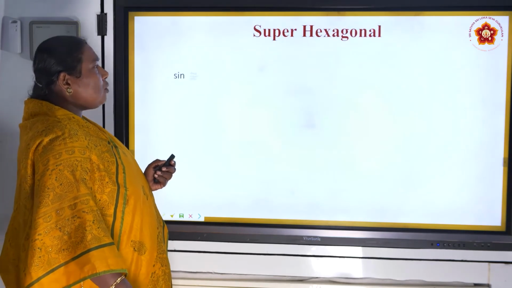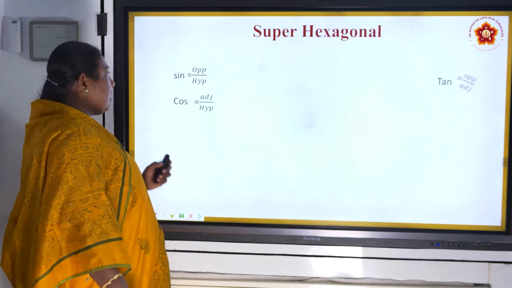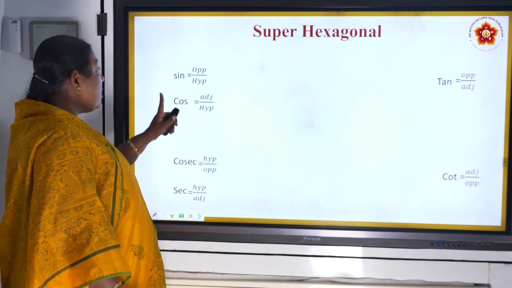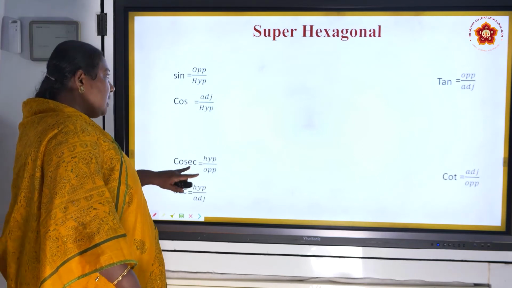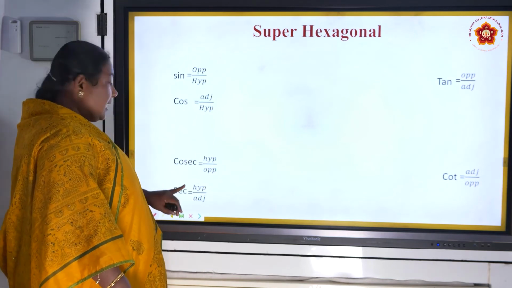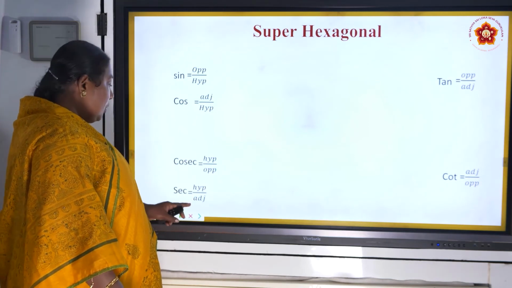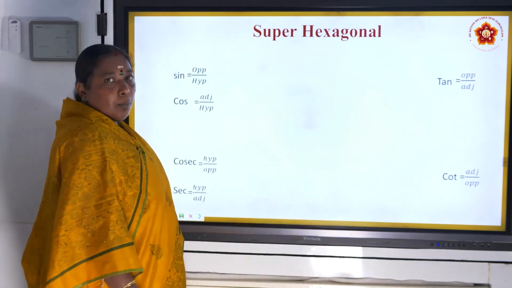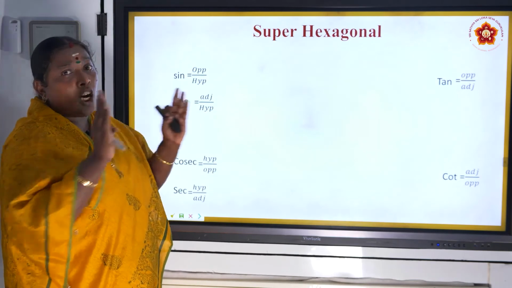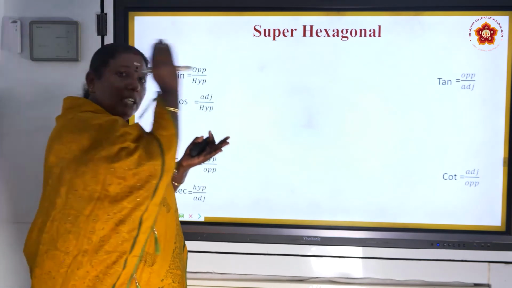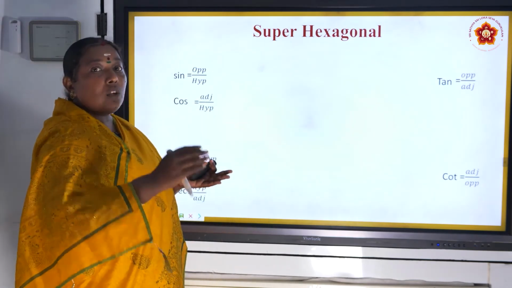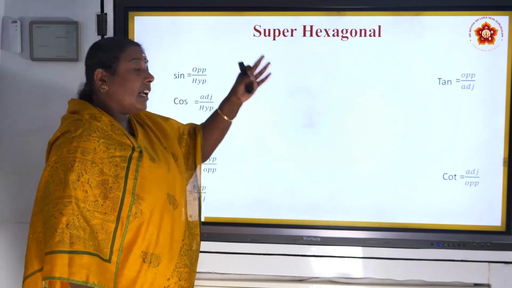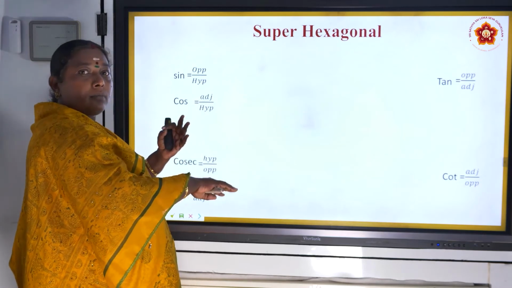Next. The super hexagonal helps us for one more thing. Sine is opposite by hypotenuse, cos is adjacent by hypotenuse, cosecant is the inverse of sine, hypotenuse by opposite, secant is the inverse of cos, hypotenuse by adjacent, tan is opposite by adjacent, cot is adjacent by opposite. But we are not going to treat only with the sides. We are going to relate sine with cos, cos with cosecant, cosecant with secant, secant with tan, tan with cot, cot with all. Okay, right?